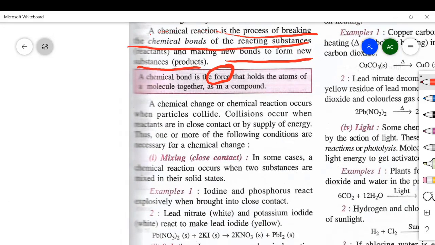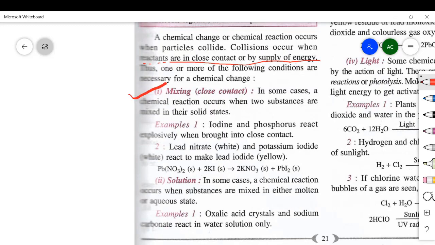So when does this chemical change occur? This chemical change or chemical reaction occurs when the particles collide. Collision occurs when reactants are in close contact or by supply of energy. So first we'll see how these chemical changes and reactions happen. What are the conditions which are necessary for these chemical changes? So the first condition is mixing.